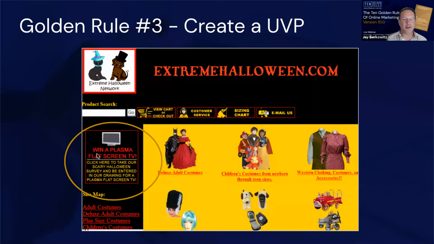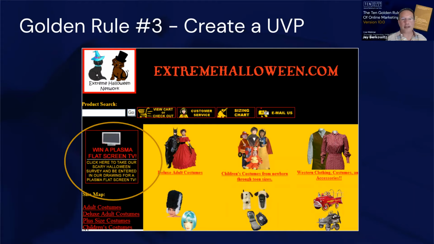And it's kind of funny when you look at it today, because obviously that TV probably cost $5,000. It was probably like 42 inches. And today you could get a 72-inch TV for like $350. But back then that was a big prize. So we offered that in exchange for taking our survey.